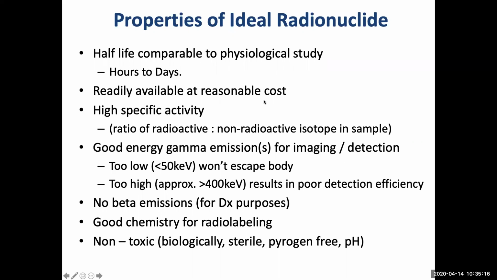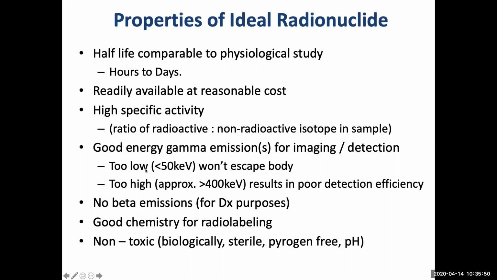Readily available at reasonable cost. High specific activity, meaning the ratio of radioactive to non-radioactive in the sample. We need it more radioactive than non-radioactive, because non-radioactive isotopes do nothing. We need radioactivity to be able to image. We need radionuclides with good gamma emission energy for imaging and detection. We don't need too low an energy. For nuclear medicine and the gamma camera, we need radionuclides that emit energy between 50 and 400 keV.